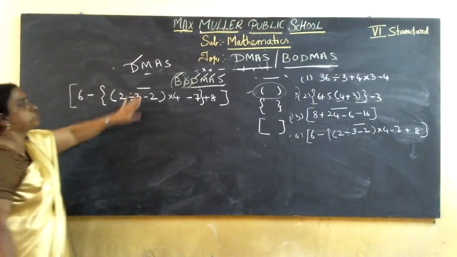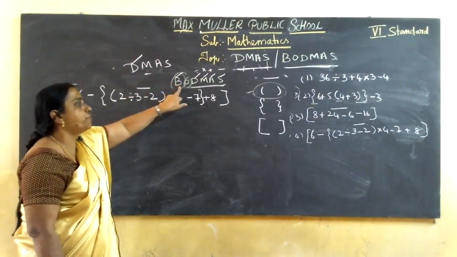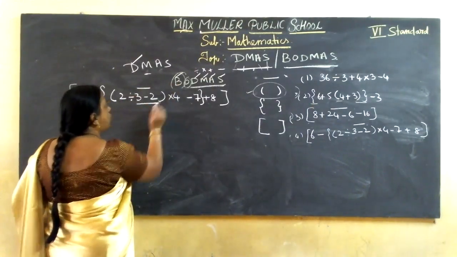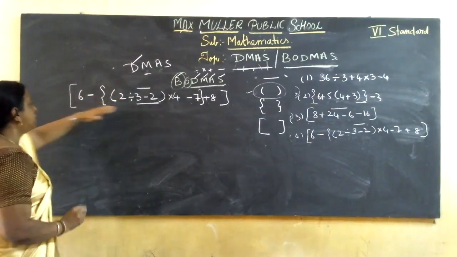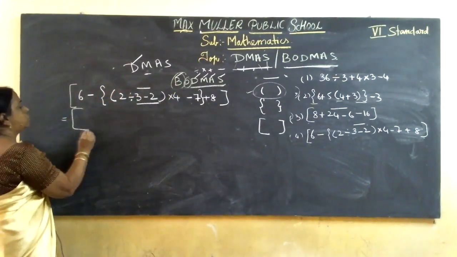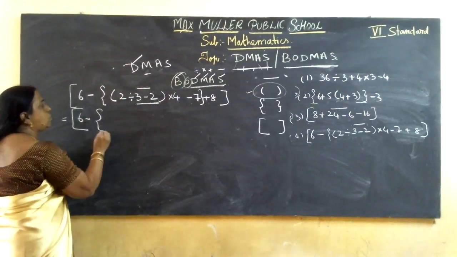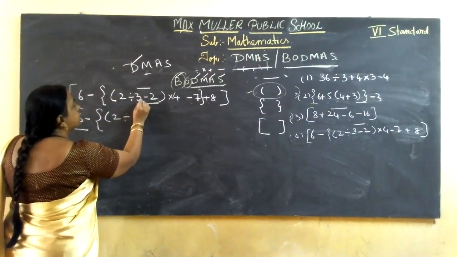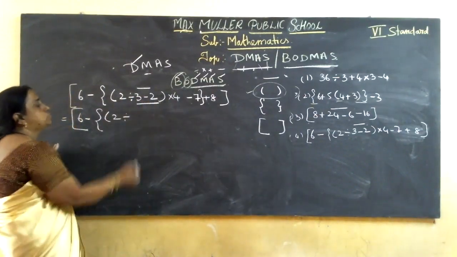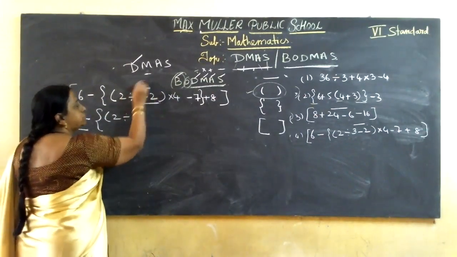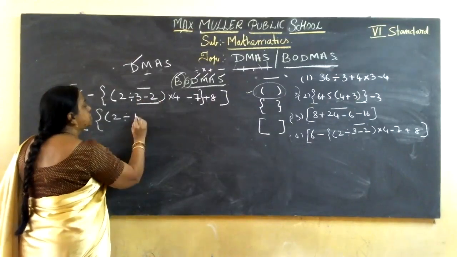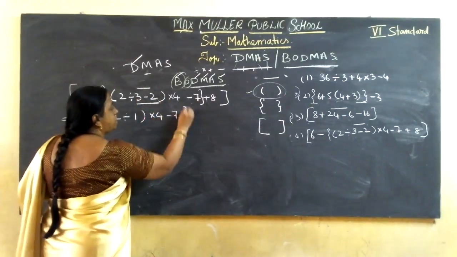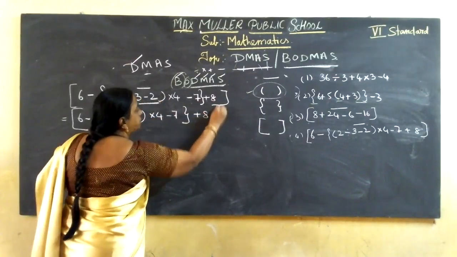First we'll go for whichever brackets are present. So we should go by the BODMAS rule. So we should go for the vinculum bar first. First you should solve this. Underline that. The remaining, copy as it is: equal to open 6 minus, remaining copy as it is, 2 divided by, this is 3 minus 2, which is 1. We should solve only this. 3 minus 2 is 1. So close this, into 4 minus 7 plus 8.